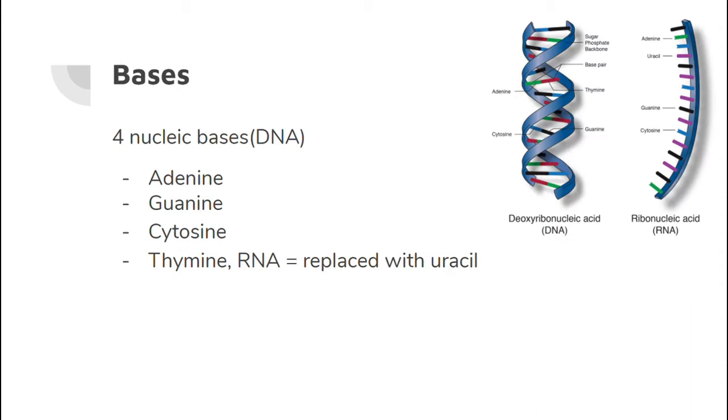So we have 4 nucleic bases in DNA, and these are adenine, guanine, cytosine, and thymine. And in RNA, the thymine is replaced with uracil. So in DNA, however, we're going to see the adenine pair with thymine and the guanine pair with cytosine.